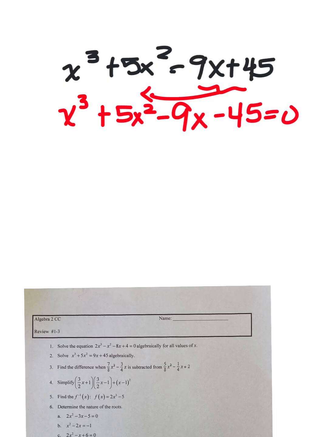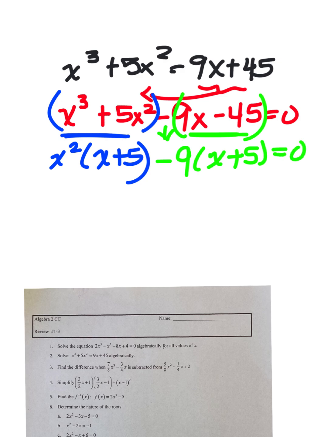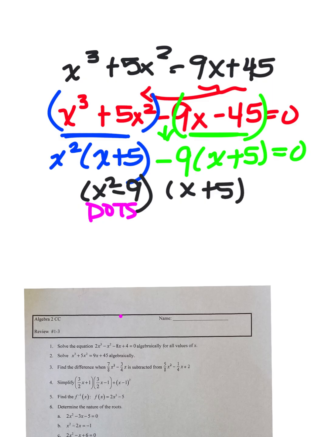All right, and again, like before, I have 4 terms, so I'm going to factor by grouping. So I'm going to group the first 2, which is the blue group, and the last 2, which is the green group. In the blue group, the GCF is x squared. Then we get x plus 5. When I get to the green group, I notice there's a minus, so I bring down the minus. And the GCF of the green group would then be negative 9 times x plus 5. So my factors are x squared minus 9. As I'm writing that, I'm thinking dots right here. And the other factor is x plus 5 equals 0.